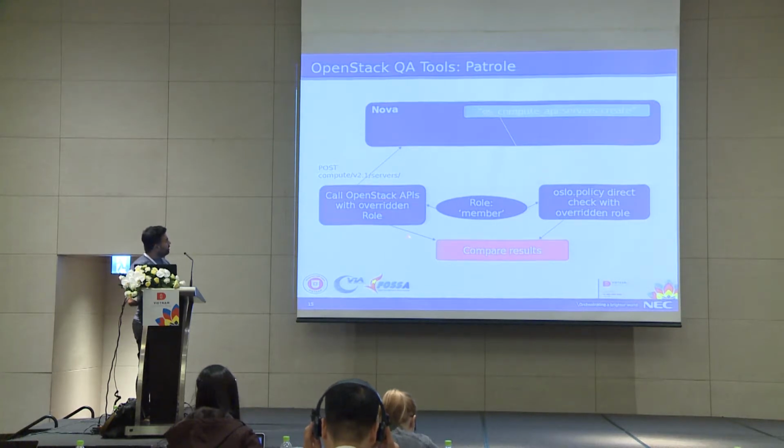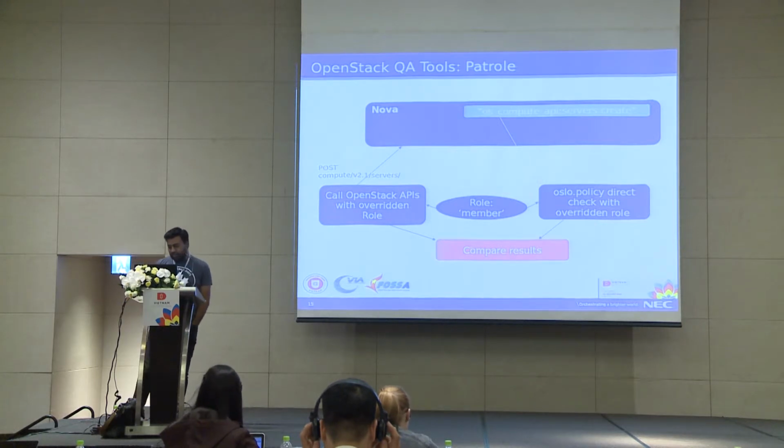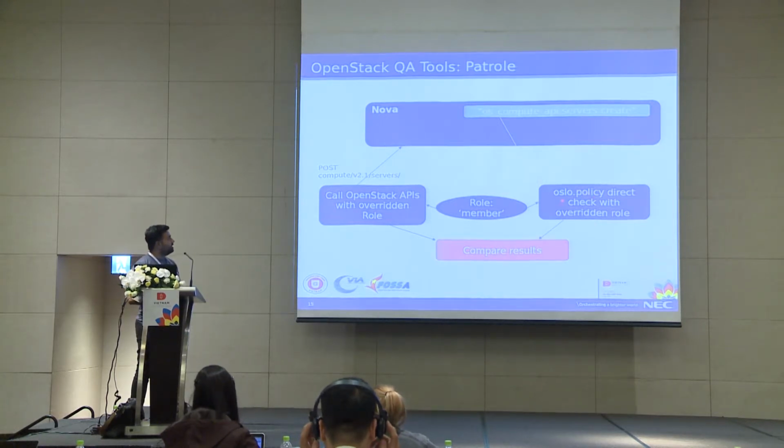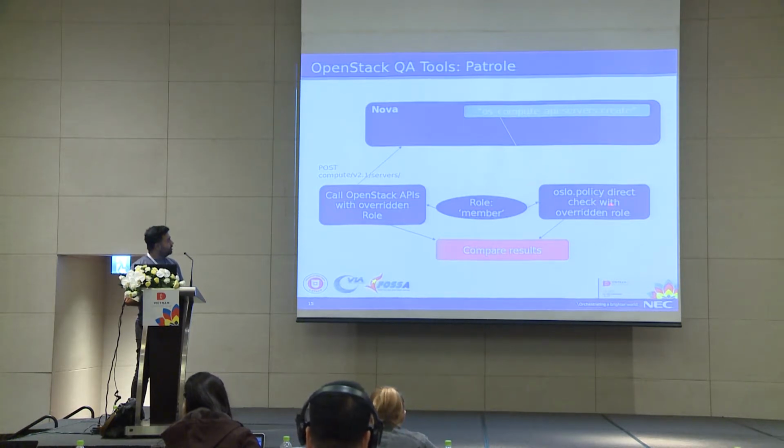Now, how will it verify that the result is correct or not? So what we do with Oslo policy? Oslo policy is a library which checks the policy authorization. So what will Patrole do? It will send this member role to Oslo policy and check whether this role is able to access this operation or not. So Oslo policy will check the check string of this policy against this role, and it can tell if this role has access to that policy or not. And it will give the result.